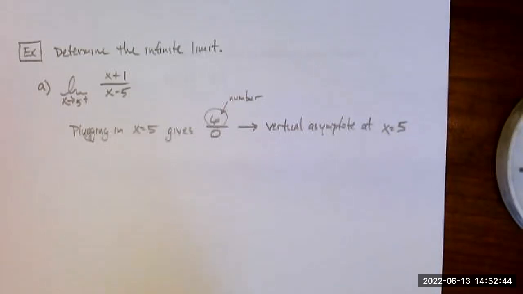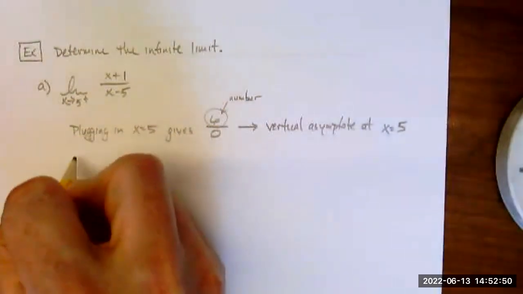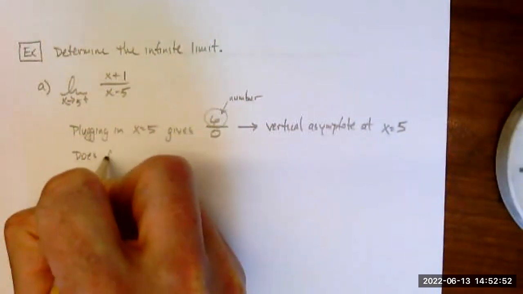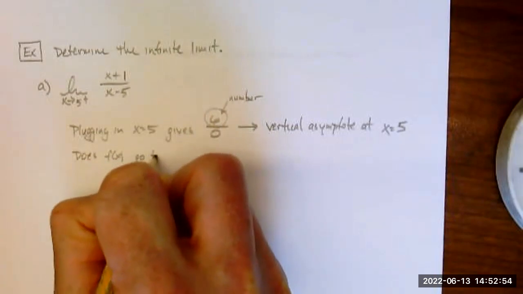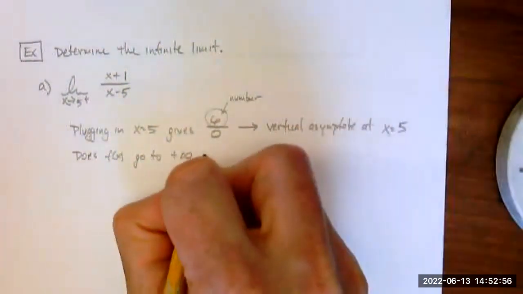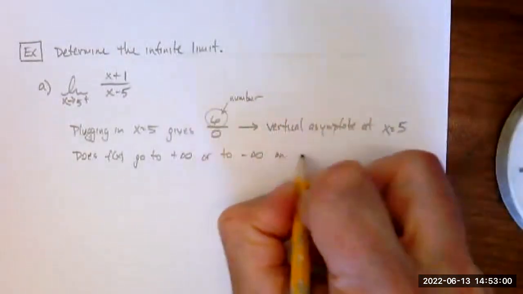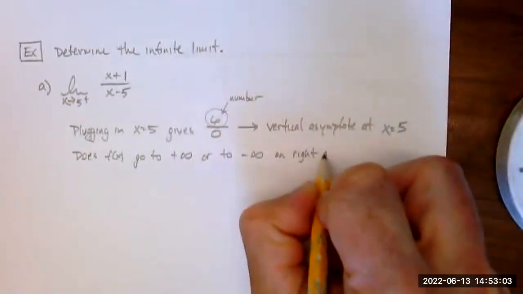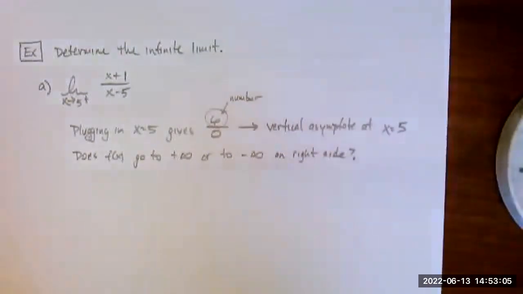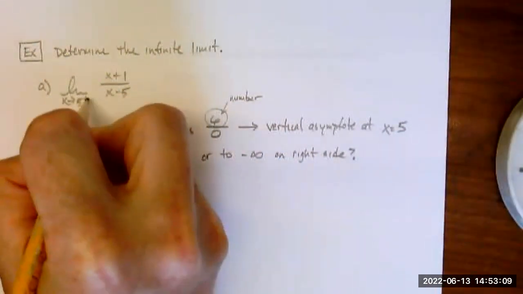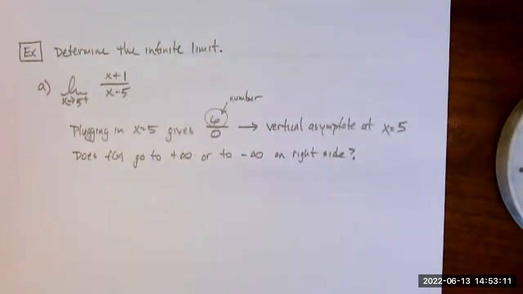Well, a vertical asymptote means something's happening with infinity, right, as we approach. The question is, does f of x go to positive infinity or to negative infinity on the right side of 5? All right, we're approaching 5 from the right. We don't care about the left, right? What's happening?